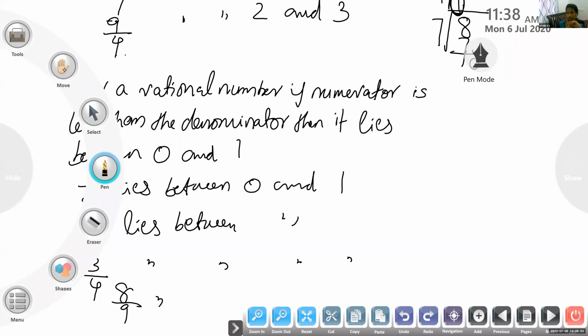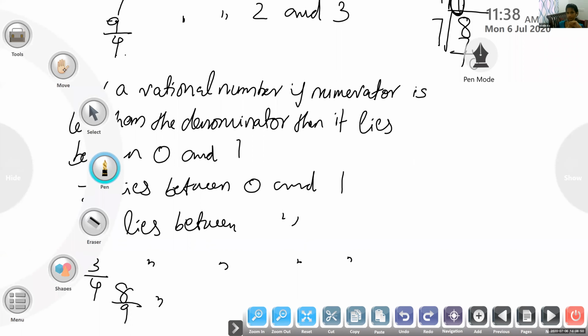Find out. 8 by 6 lies between 1 and 2. 1 we have done. 8 by 6 lies between 1 and 2. Similarly, find. Don't say the answer. I will ask one by one. Gopi Krishna, you have to answer the second one.